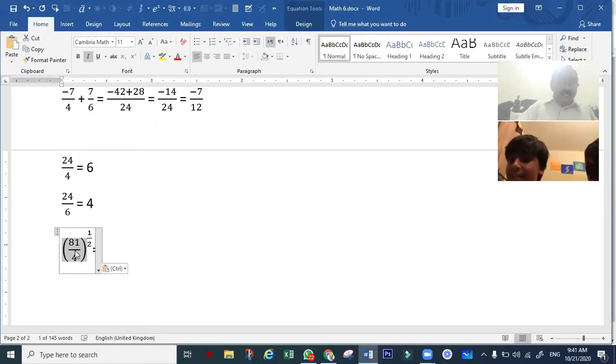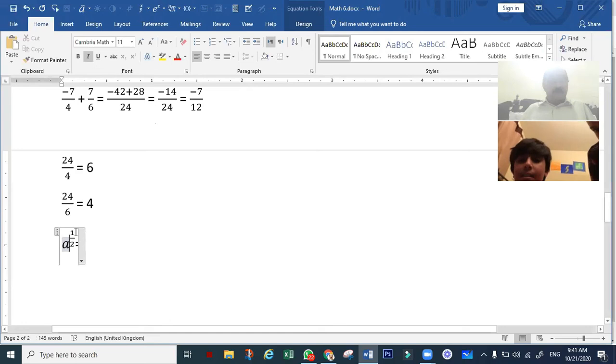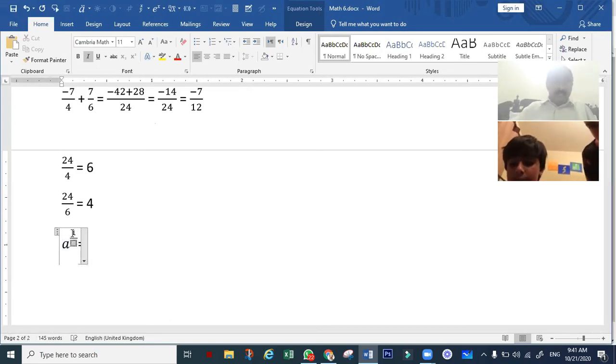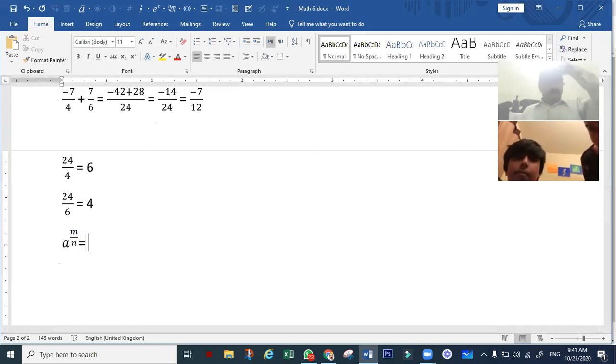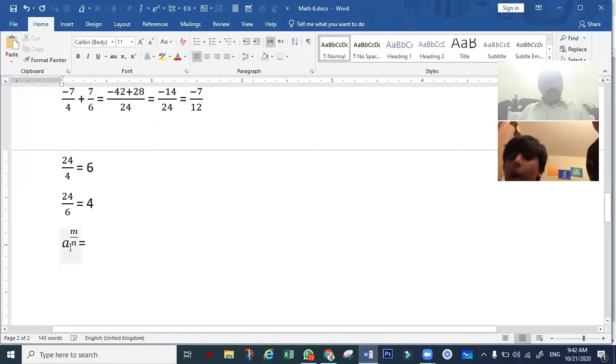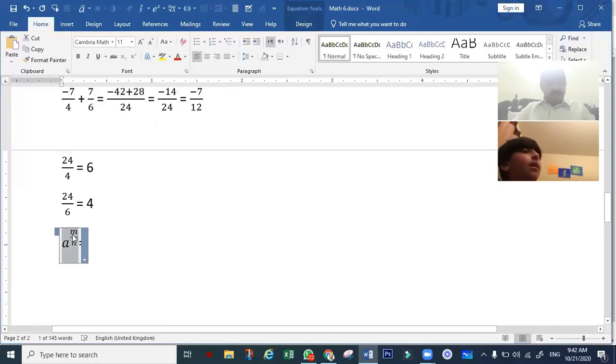So if it is a raised to the power m, I tell you one thing. What does that m stand for? It is called the power, the exponent. This m is in the numerator, a raised to the power m. And what is that n for? Root, beta, root. That n is the root. n in the denominator means that?